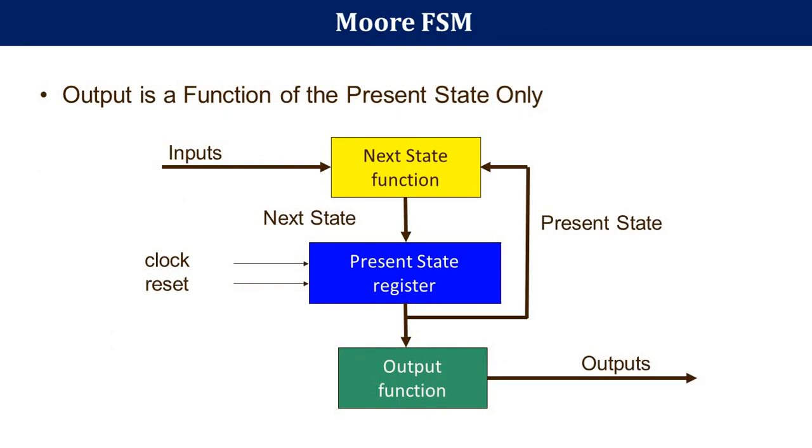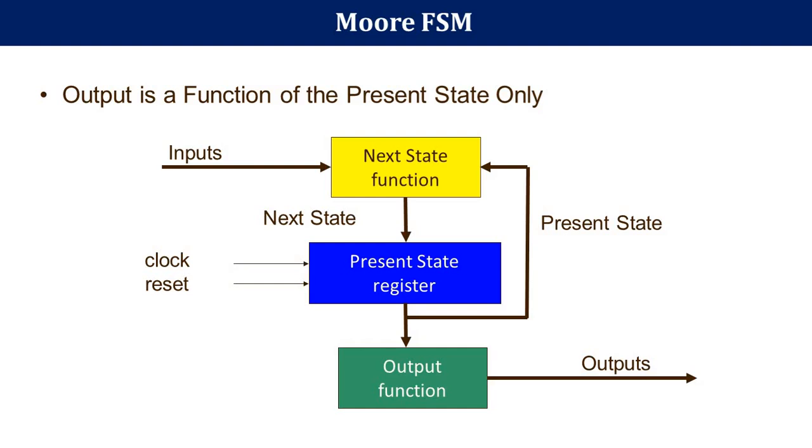These FSMs are classified into two types, Moore FSM and Mealy FSM. You already learned what is meant by Moore and Mealy FSM in second year, but still we will discuss this. A Moore FSM is an FSM in which the output is a function of the present state only.